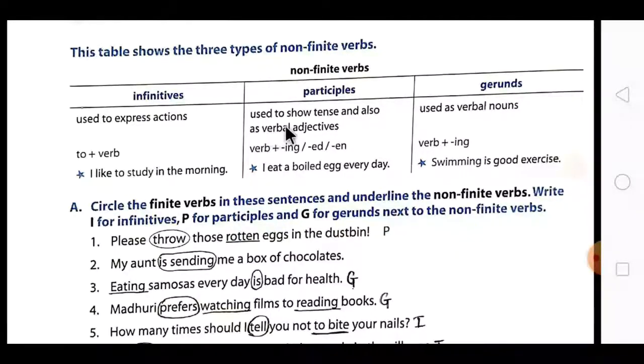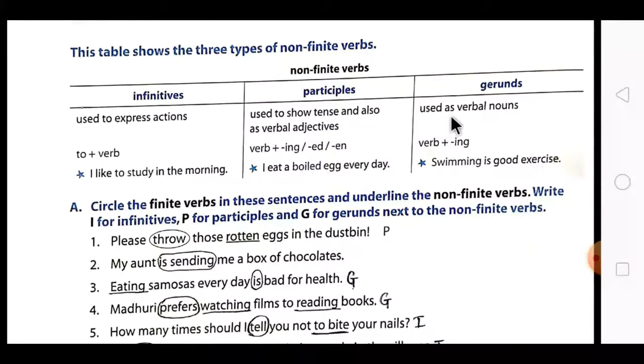Now the second type is participles. It is used to show tense and also as a verbal adjective. Its form is verb plus ing, ed or en. Let's see the example. I eat a boiled egg every day. So the highlighted verb boiled is a participle.